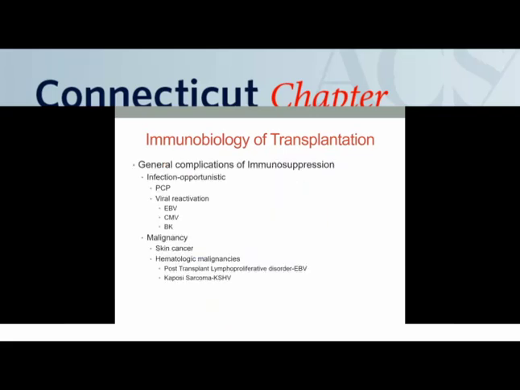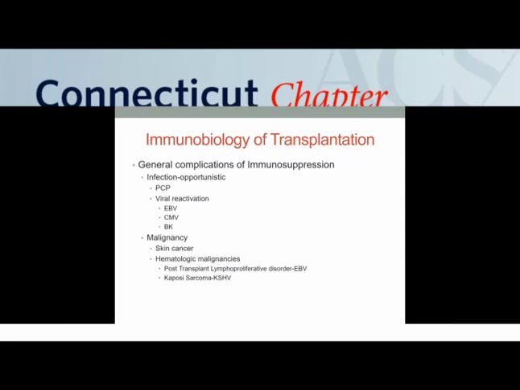So, all right. What are the other complications of immunosuppression? Basically infections. These are opportunistic infections. Classically, we talk about PCP, which doesn't come up very often anymore, and is treated with Bactrim. And then viral reactivation diseases, which are Epstein-Barr virus, cytomegalovirus, and in kidney transplantation, BK virus. Malignancy.